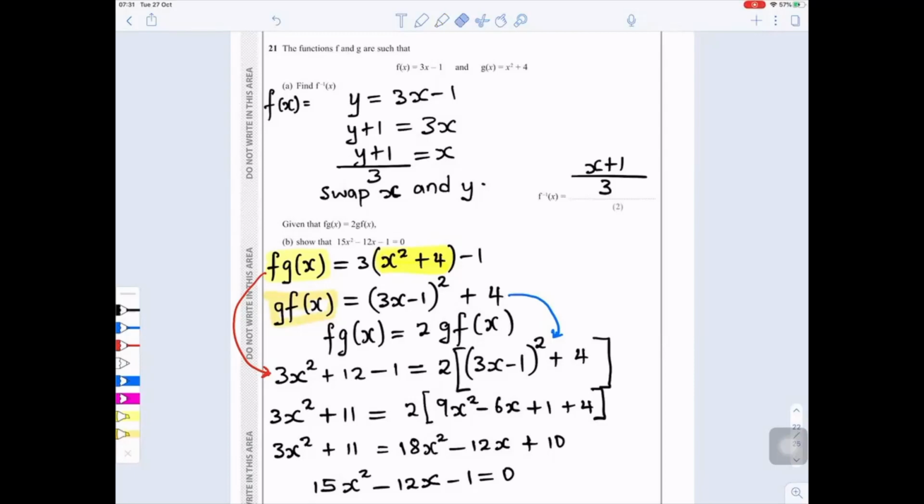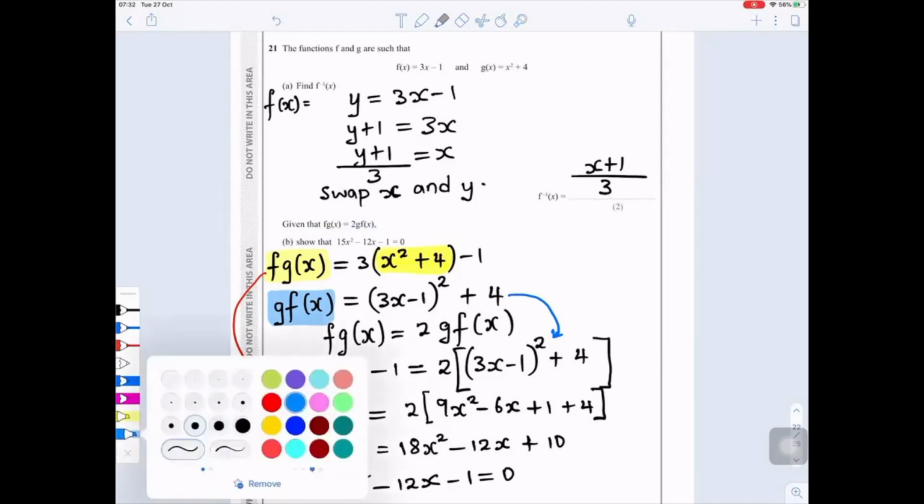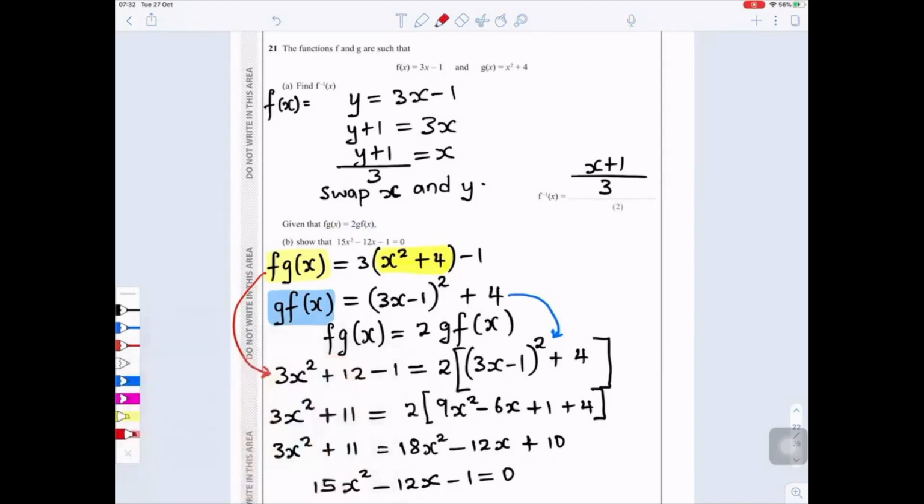Let's use a color which is far away from yellow. We need to find gf of x and put them together. So we need to find the one in yellow and the one in blue, and then we will put them together as is given in that equation. I will put the equation in red. This is the equation that we want them to look like.